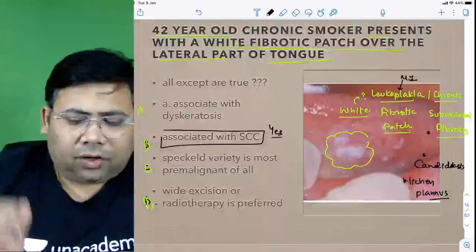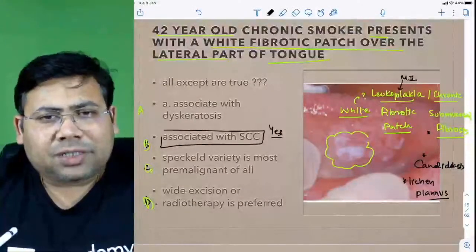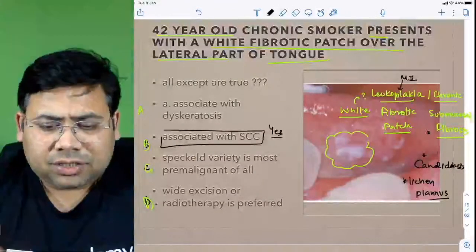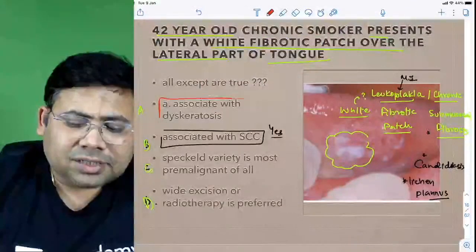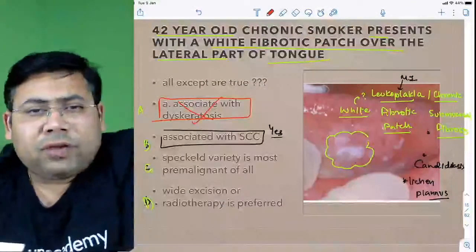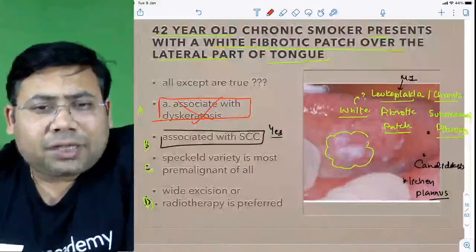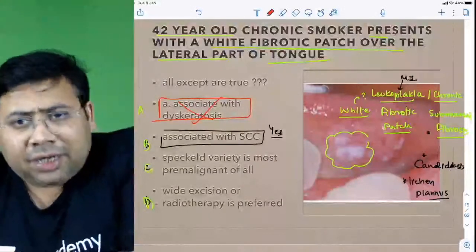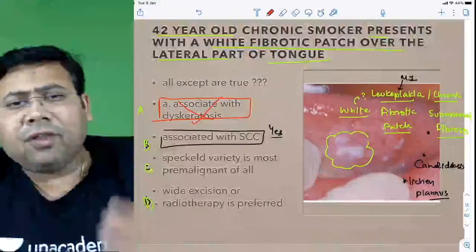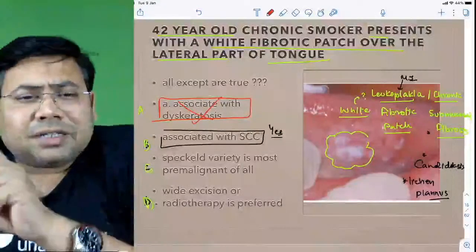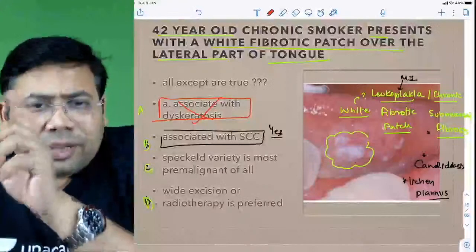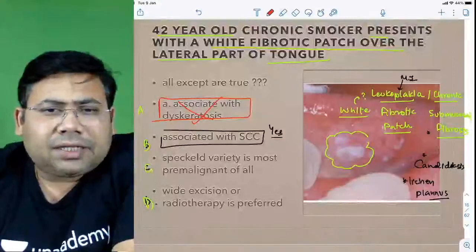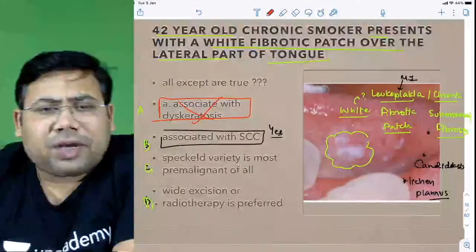Now if we are taking it to be leukoplakia, try to understand, leukoplakia is associated with parakeratosis and not dyskeratosis. And hence the answer for this is absolutely wrong, because nowhere do we have a suspicion of erythroplakia. Had it been a red velvety inflamed patch, we would have taken even erythroplakia as the diagnosis, and then we would have marked A as the right answer. But since it is leukoplakia, the correct answer is that yes, it is not associated with dyskeratosis. Speckled variety is the most pre-malignant of all.